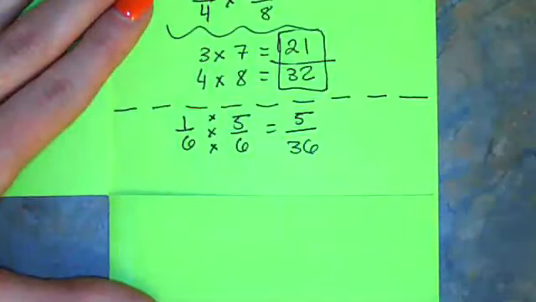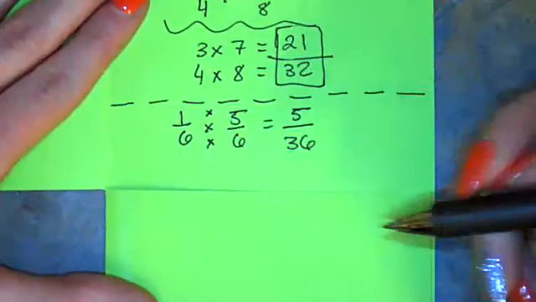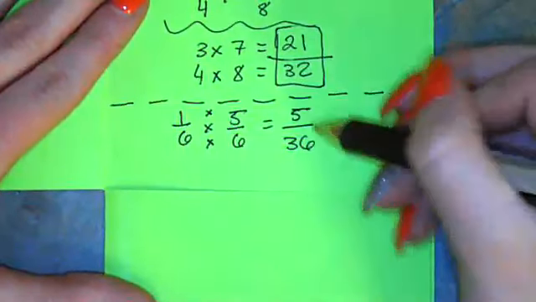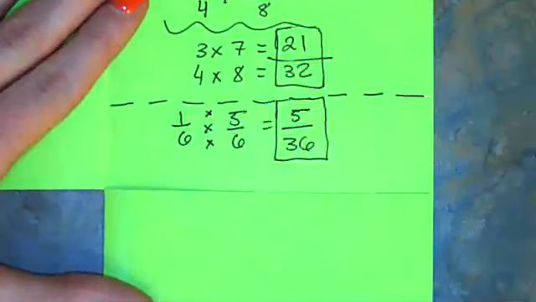5 can't go into 36, you can't divide the top by 5 and the bottom by 5. You can't divide 2 into 5. So this is as simplified as it's going to be, and that is going to be your answer.